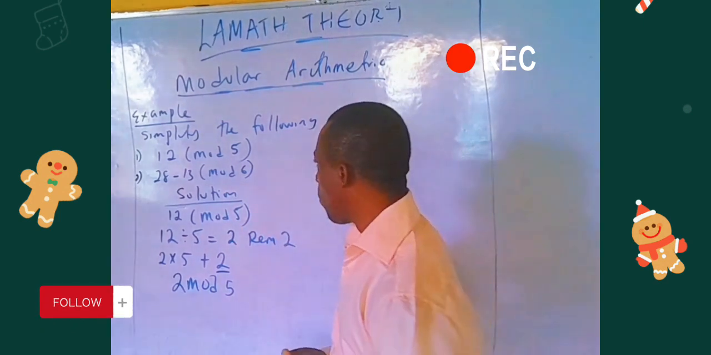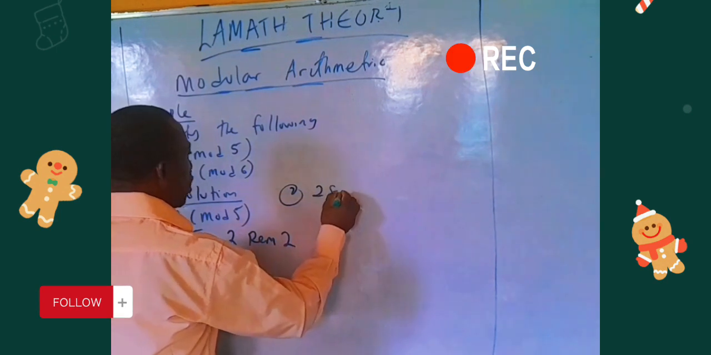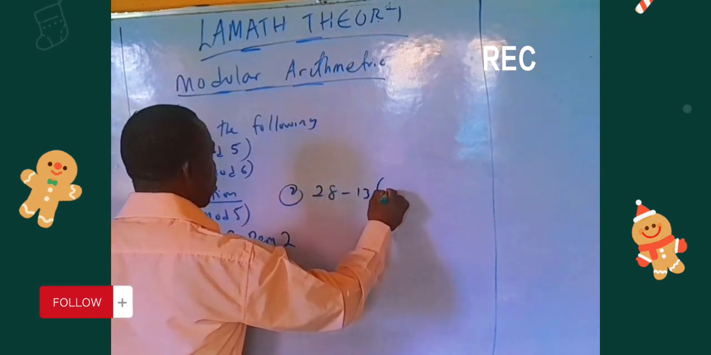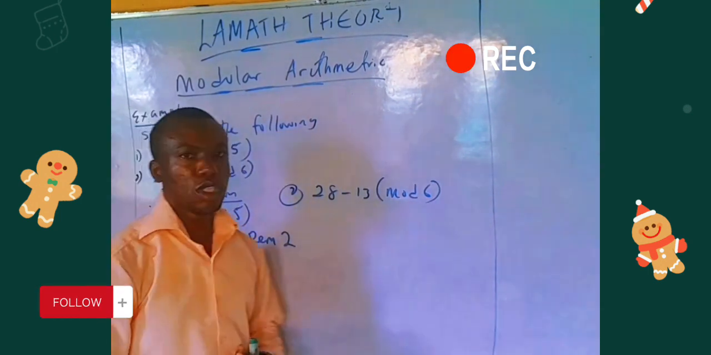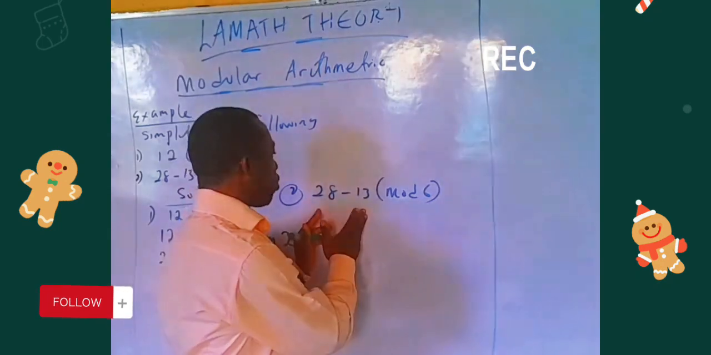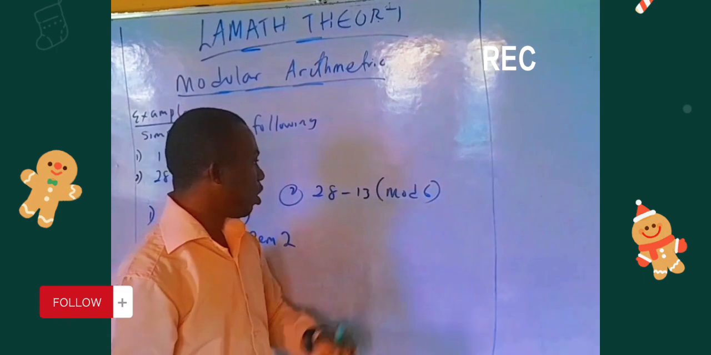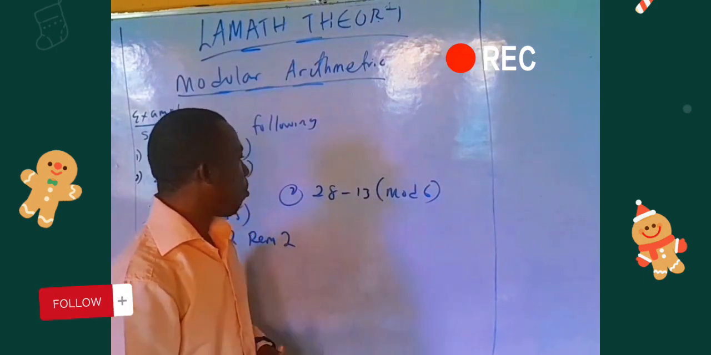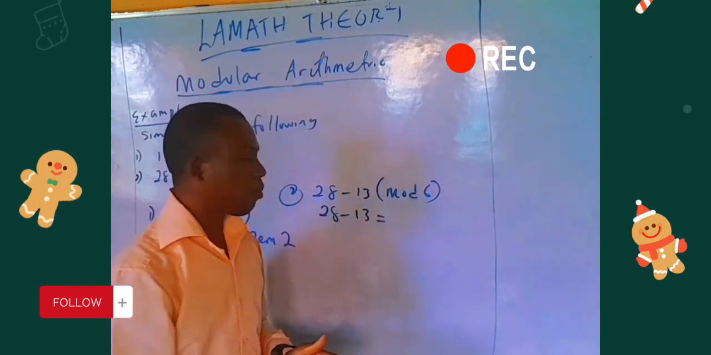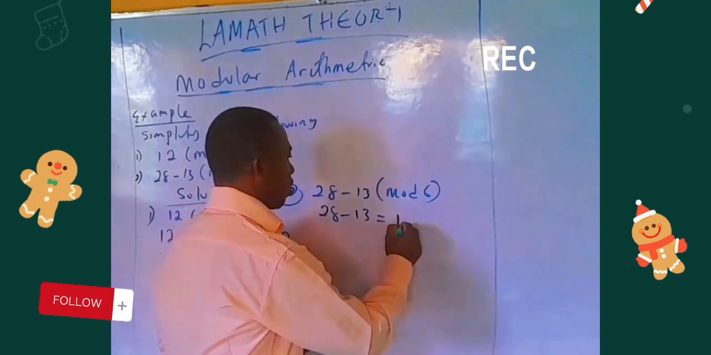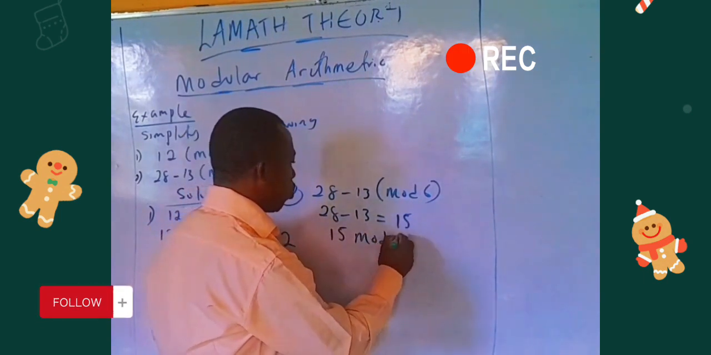Now let's take a look at number 2. We have 28 minus 13 modulo 6. We are going to solve this one separately before we even try to implement the modulo 6. So 28 minus 13 is going to give us 15. So we now have 15 modulo 6.